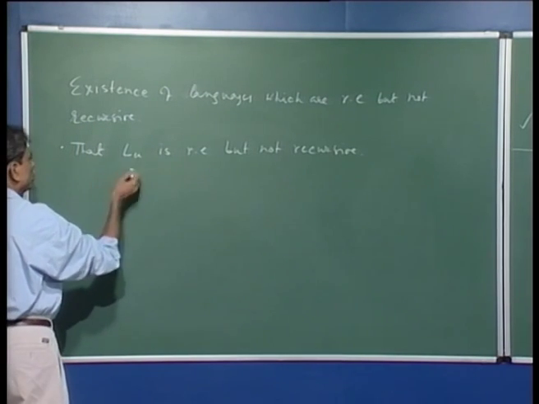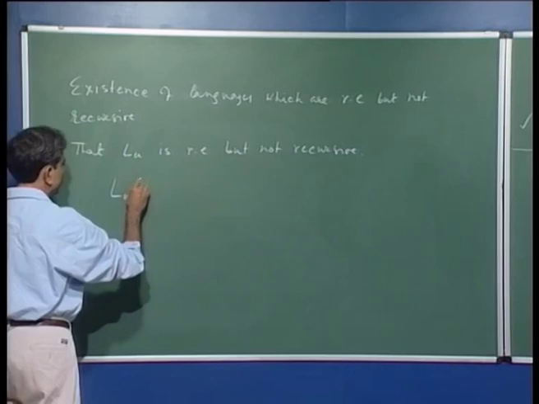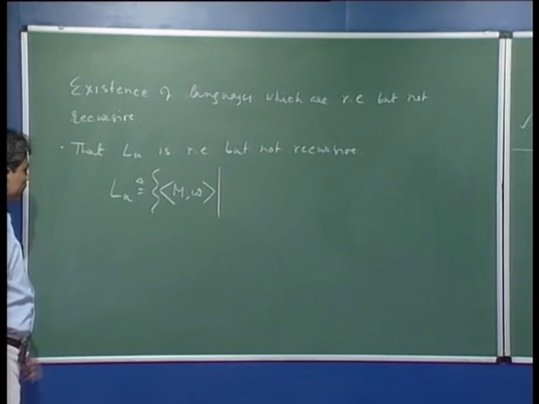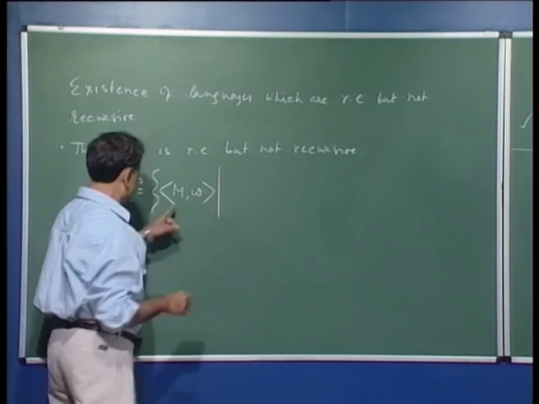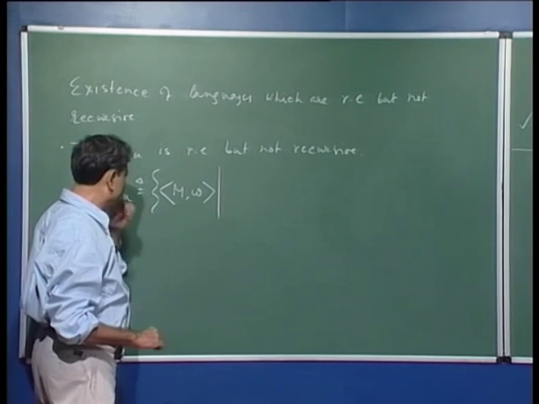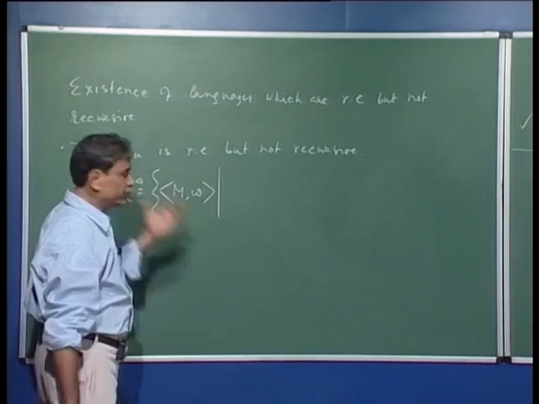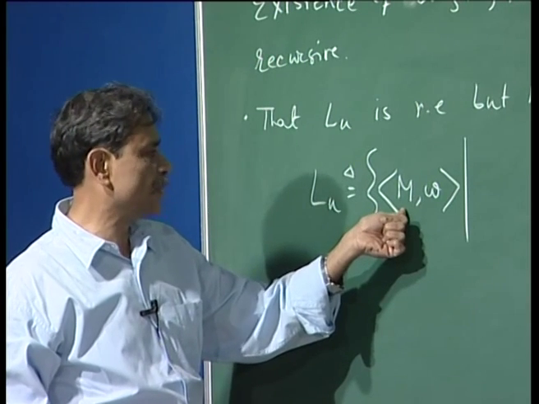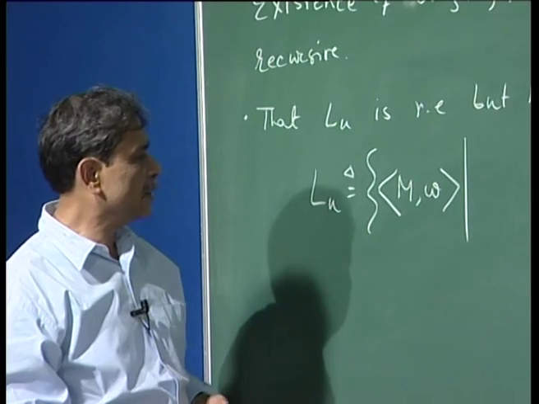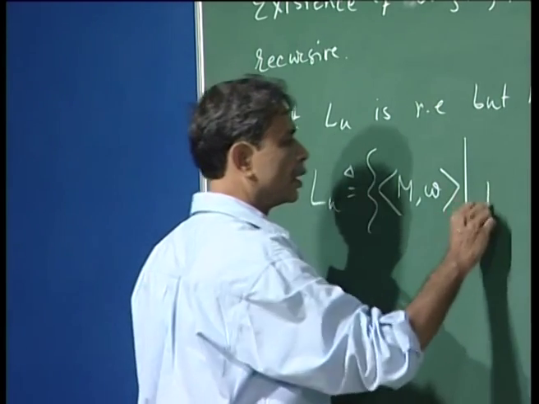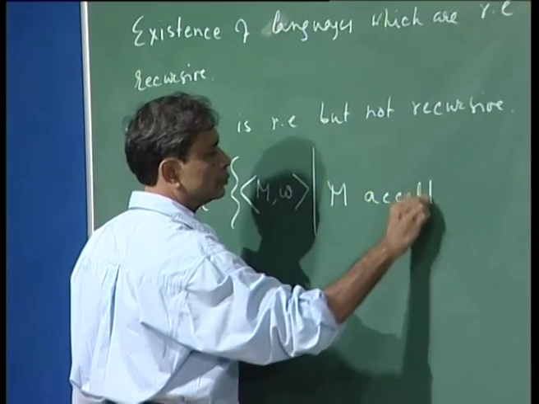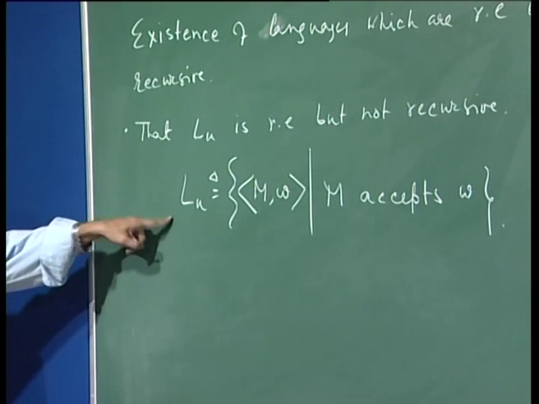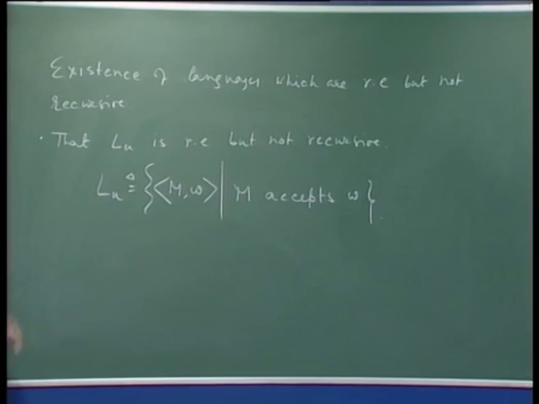The definition of the language LU, if you recall, is this set of pairs. This notation stands for a string which encodes a pair, where the first element of that pair is the code of some Turing machine M, and the second one is a string W. We will show that this language is recursively enumerable but not recursive.